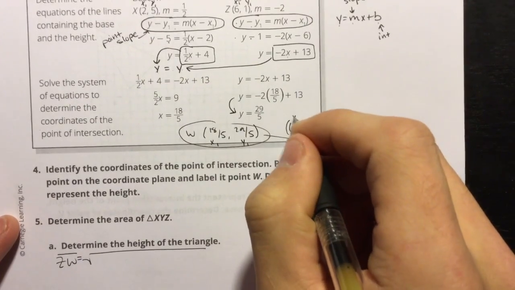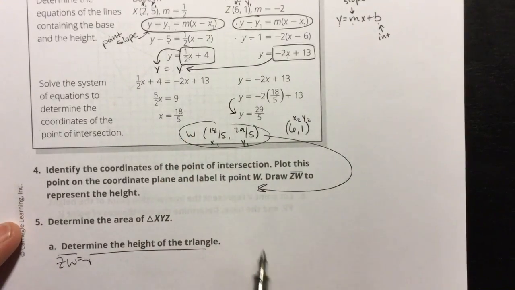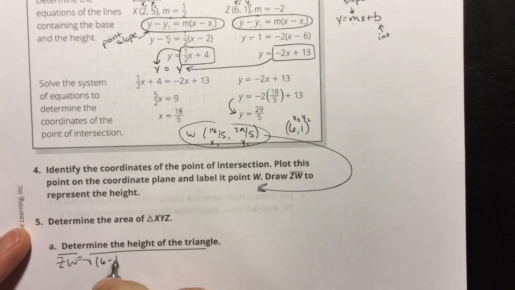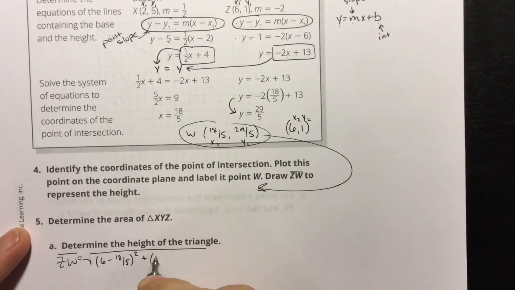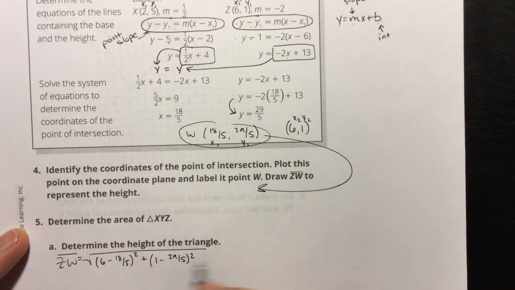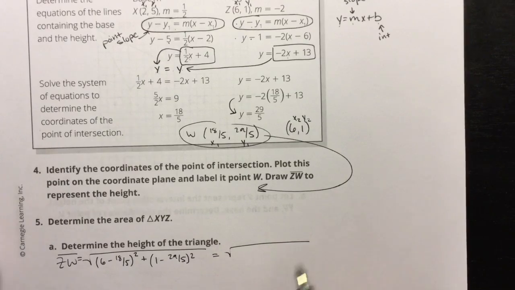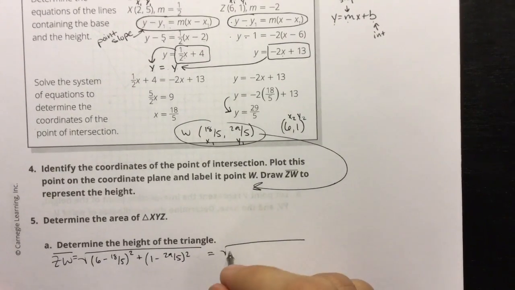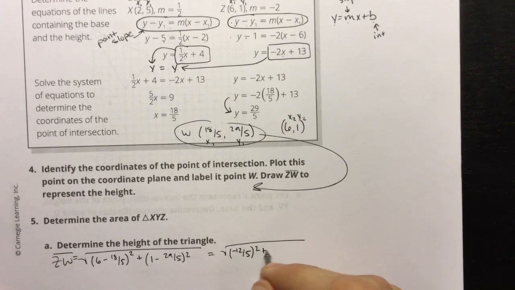I'm going to make that my x2, y2. I already had it labeled up here, so I just rewrote it so that for our distance formula we can see that. So this first parentheses is x2 minus x1, so it's going to be 6 minus 18/5 squared plus y2 minus y1, so 1 minus 29/5 squared. If you combine those, you get -12/5 here squared and then you get 24/5 right there.